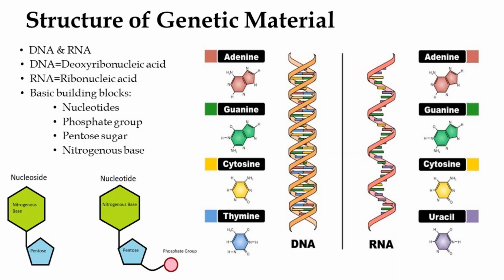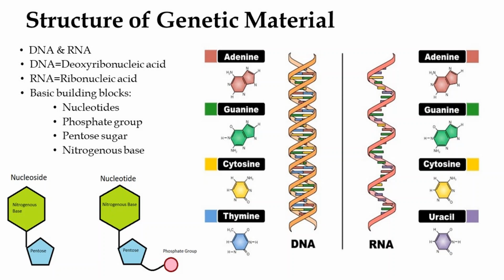Now, going on to the structure of your genetic material, in a bacterial cell, you'll be having DNA. DNA is converted into RNA. So, we'll first talk about what is a DNA structure. Your DNA is your deoxyribonucleic acid. Your RNA is your ribonucleic acid. Your basic building blocks present over there are your nucleotides. You have a phosphate group, a pentose sugar, and a nitrogenous base.